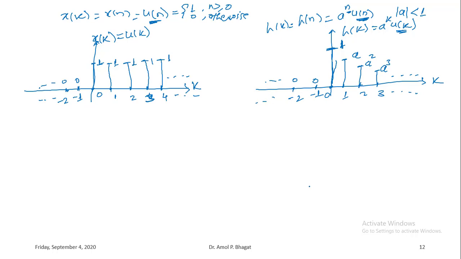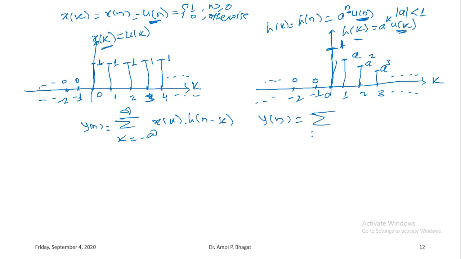So as per these graphs, you can see that the folding and shifting operation will be simpler on this sequence than this one. But it doesn't matter which one you are shifting or folding, the results will be the same. Here, instead of using the formula y of n equals summation k equals minus infinity to infinity x of k into h of n minus k, I will be using y of n equals summation k equals minus infinity to infinity h of k into x of n minus k.